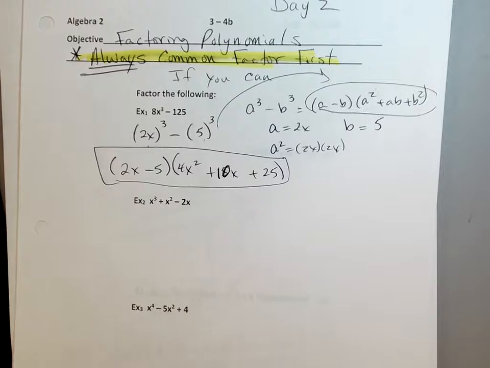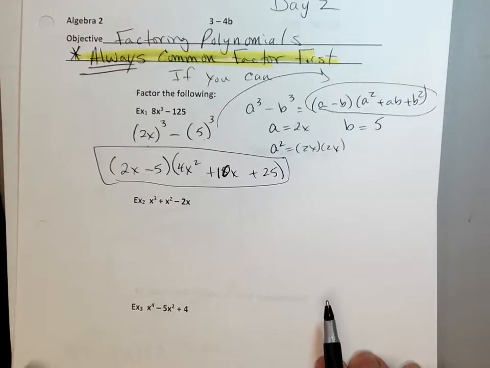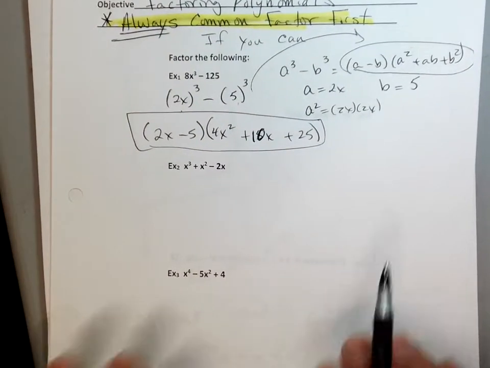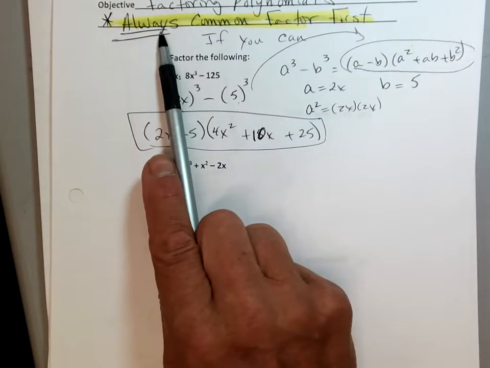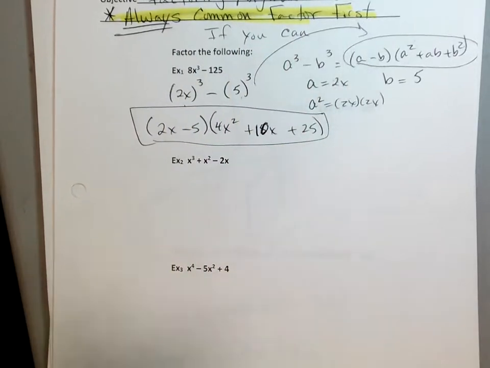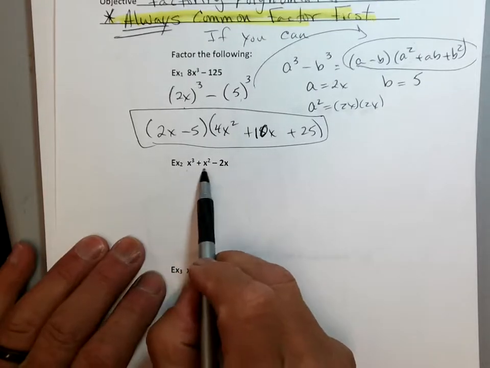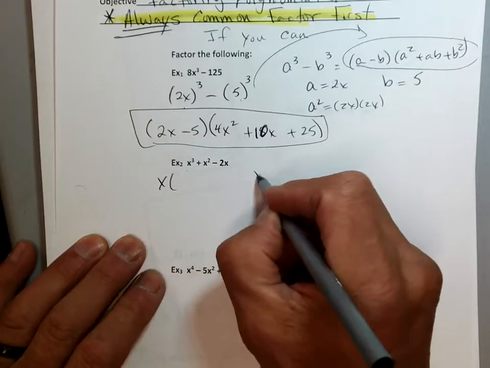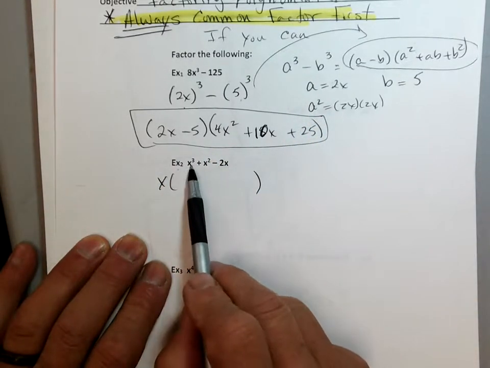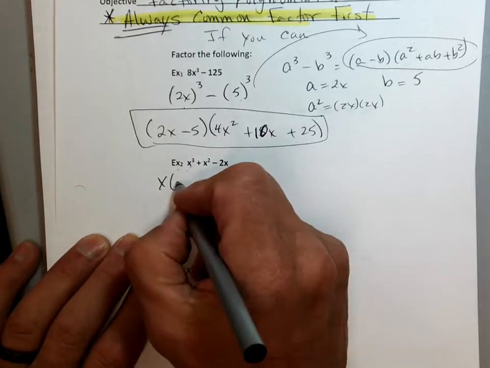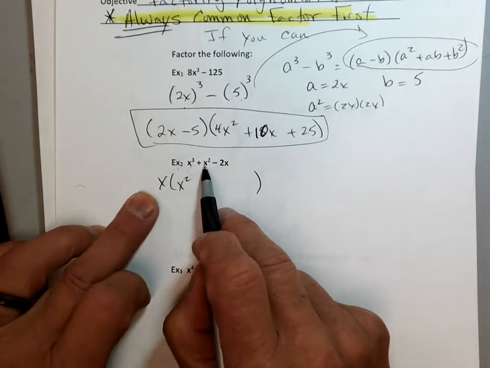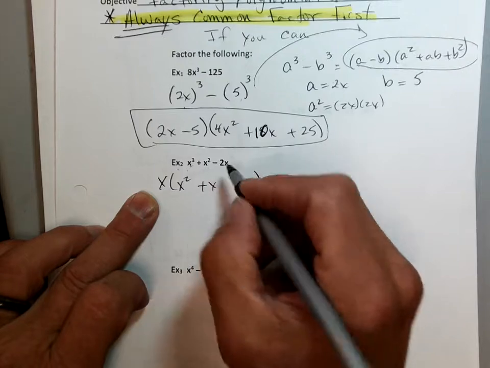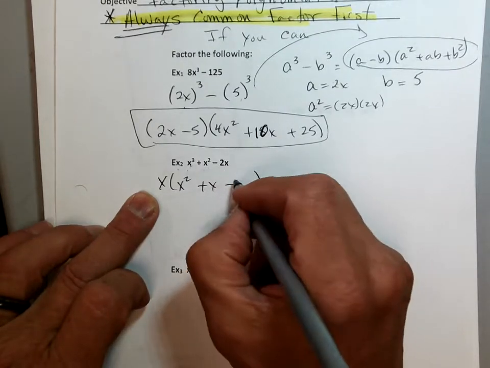Thanks. Okay, example 2. How am I doing? Am I going slowly enough? Yes. Okay, when I look at example 2, always common factor first, if you can. Well, I recognize that there's a common x. So if I take out that x, what's left inside? Well, this was x cubed. I took out an x, so I'd have an x squared. This is an x squared, I took out an x, so I'd have an x left over. 2x, I took out the x, so I'd have just a minus 2.